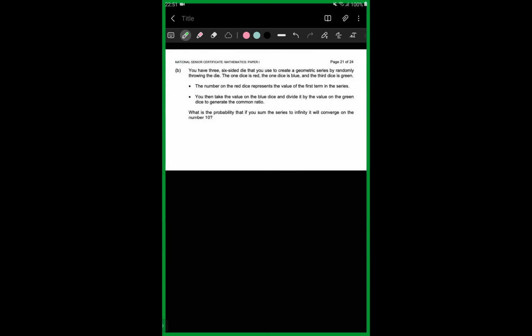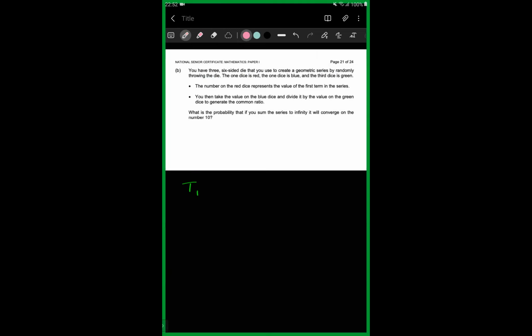But obviously, the only thing to do is to read it from the beginning. It says you have three six-sided dice that you use to create a geometric series by randomly throwing the dice. Okay, then it says the one die is red, the one die is blue, and so on. So what we can safely say is, let's say T1, whatever T1 is, it is either the number 1, 2, 3, 4, 5, or 6. It's a number from 1 to 6, guaranteed.